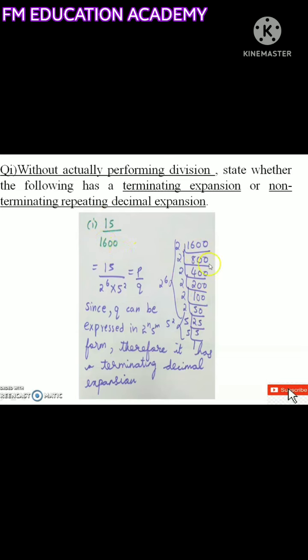2 8s are 16, 2 zeros are 0, 2 zeros are 0, 2 4s are 8, 2 zeros are 0, 2 zeros are 0, 2 2s are 4, 2 zeros are 0, 2 zeros are 0, 2 1s are 2, 2 zeros are 0, 2 zeros are 0, 2 5s are 10, 2 zeros are 0, 2 2s are 4, 1 0, 2 5s are 10, 5 5s are 25, 5 1s are 5.